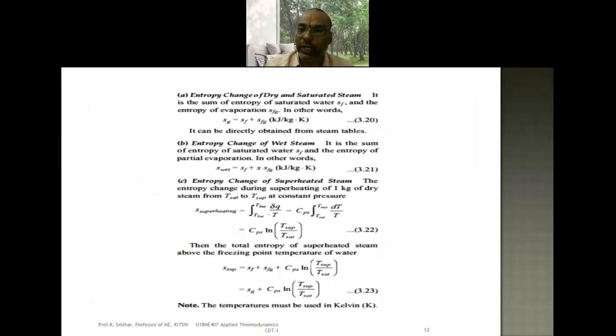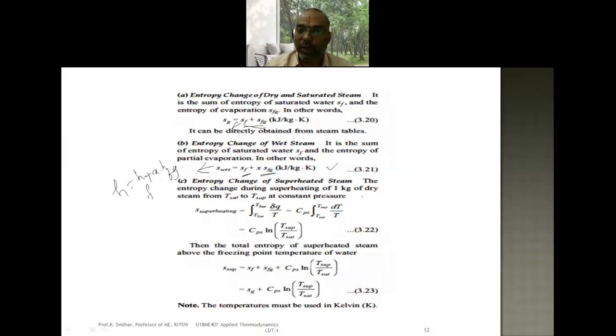So the next one is the entropy. It is exactly along similar lines to the enthalpy. We told you that h is normally hf plus x into hfg. In similar lines, for the wet steam, the entropy is nothing but sf plus x into sfg. It is the formula for the entropy of the wet steam. And for the dry steam, the x value will be equivalent to 1, so sf plus sfg, that is equivalent to sg.